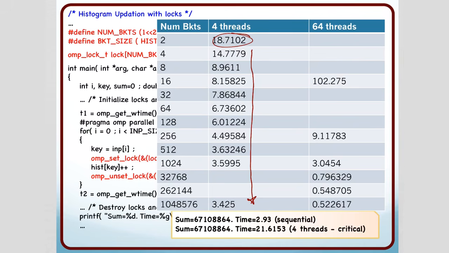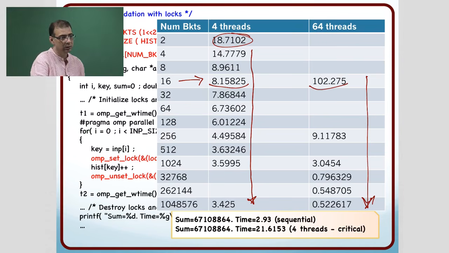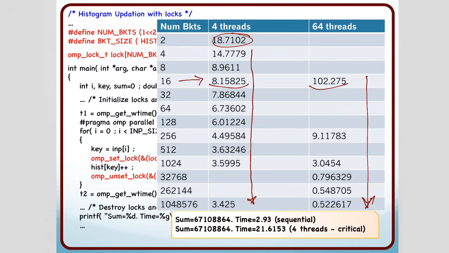Okay, the same behavior is observed with 64 threads. It starts with a large number and then it comes down, right? This is also as expected. But let's have a look at when the number of buckets is 16, right? Then what is the time taken by 4 threads? About 8 seconds. And what is the time taken by 64 threads? 102 seconds. Why? Because there are more threads which are contending for the same buckets, right? 64 threads with just 16 locks, they are going to contend, right? Whereas when you have 4 threads and 16 locks, that contention is less.